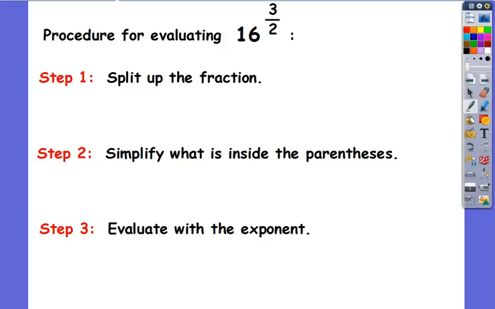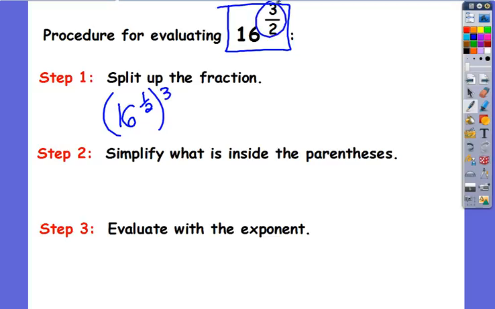So now I want to look at evaluating an expression like this, where you have a number raised to a rational exponent. Here's the first step. You're going to want to split up the fraction. So you have 2 options. You could say this is the same as 16 to the 1/2 to the 3rd power, because 1/2 times 3 will give you 3/2. Or you could say this is the same as 16 cubed to the 1/2 power, because again, 3 times 1/2 is 3/2.